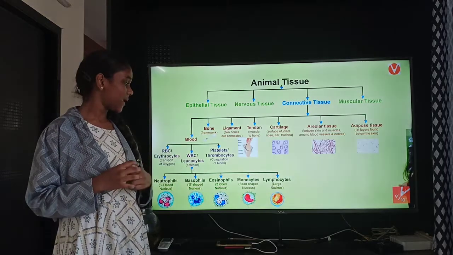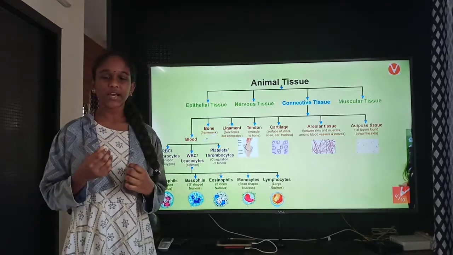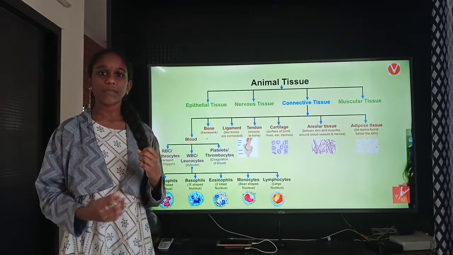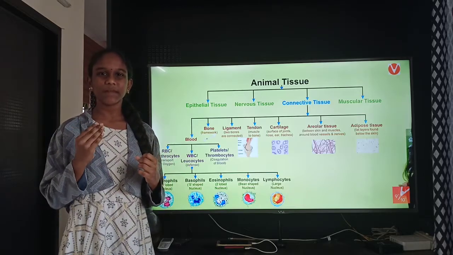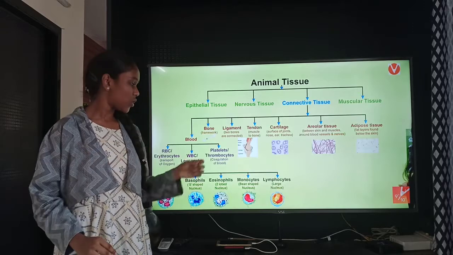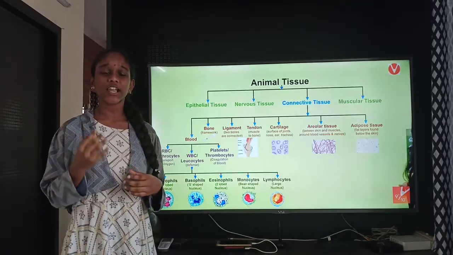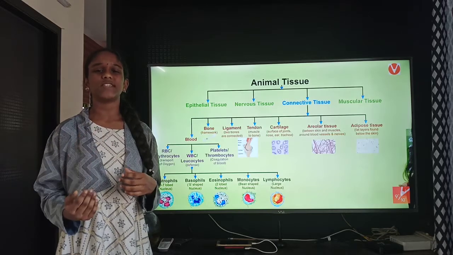Now let's talk about platelets. So think that you got a cut here, then blood will ooze out, but suddenly after some time it will stop. That's because of these platelets. They coagulate your blood and stop the oozing.